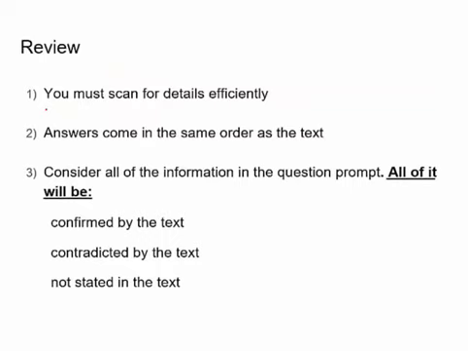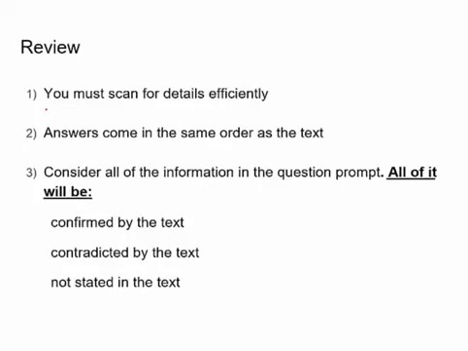Okay, so let's review this very quickly. As we saw earlier in the lesson, with this question type, it's very important to scan for details very efficiently. Use all those Sun method strategies to get you to answer the easiest questions first and move on and hopefully learn about the passage as you're answering questions, okay? Number 2, answers come in the same order as the text. That's extremely useful for this question type to give you clues about where to search for answers after you found an answer that you feel pretty confident about.